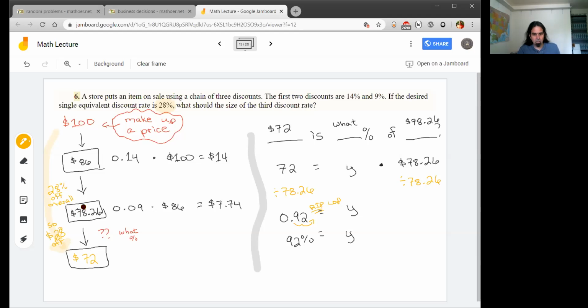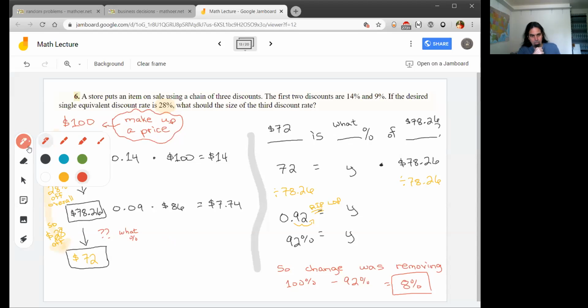Okay, so 72 is 92% of the price immediately before. So what percent was actually removed? I take the whole thing, take away the 92% that's still there, and 8% is my answer.